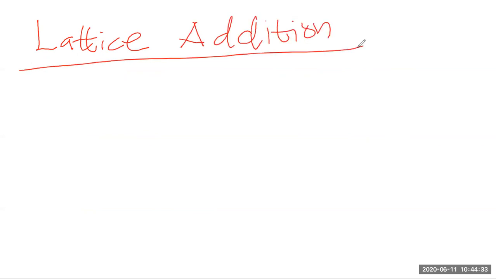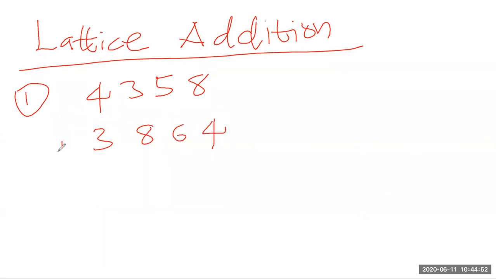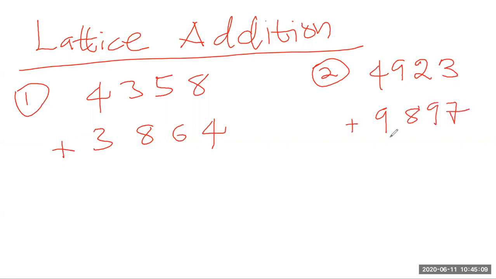Okay, so I'll present two examples for us to use the lattice addition. So we have 4,358 and 3,864. Okay, and then I'll do the second example right there, just 4,923 and 9,897. Okay, we're going to use the lattice addition to do this.